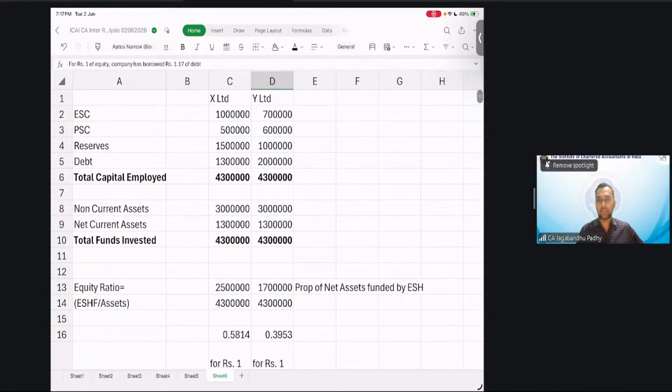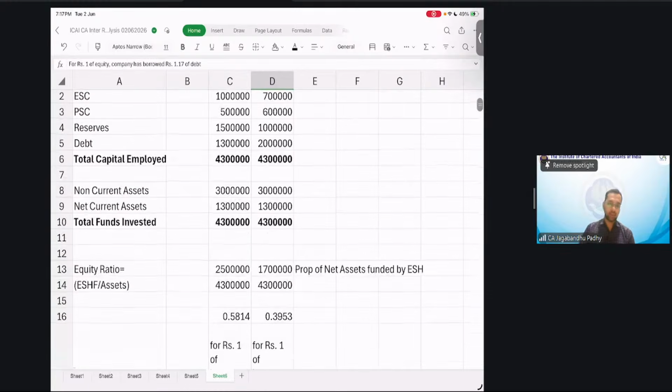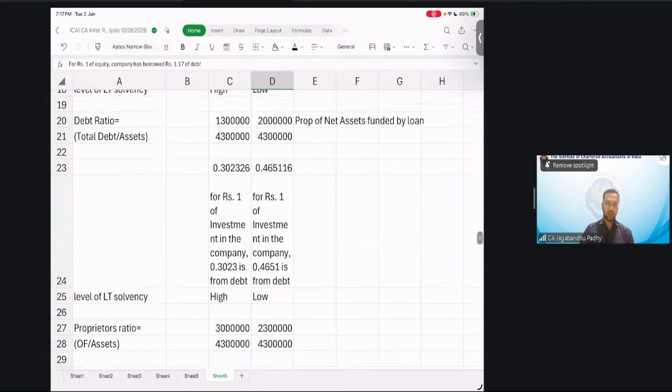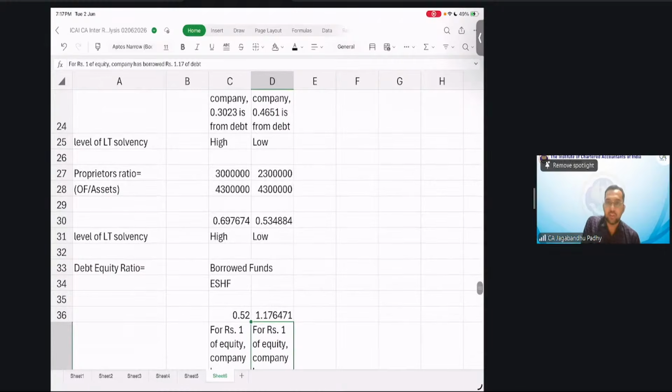Are we good, guys? Are we good till here? How to measure the solvency, long-term solvency, guys? So one, we have the equity ratio, then we have the debt ratio, then we have the proprietors ratio, and then the debt equity ratio.